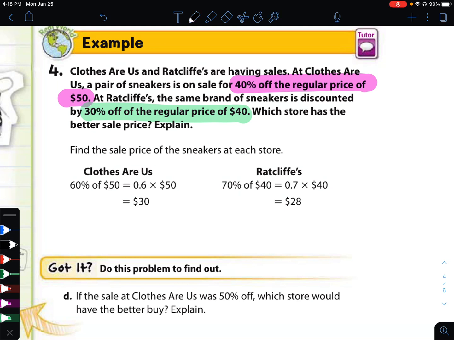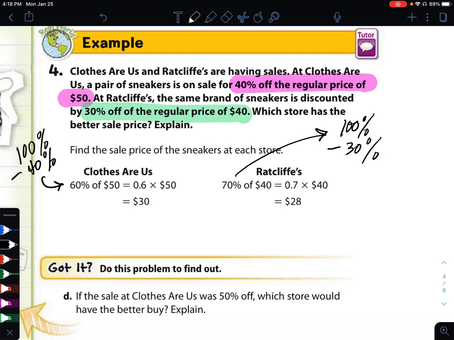So let me write that down so you won't get confused. This is 100% minus 40%. That's how I got 60. And this is 100% minus 30%. That's how I got 70. So we do that, multiply, and end up with $30 for Clothes R Us. Multiply 0.7 times 40, we end up with $28.